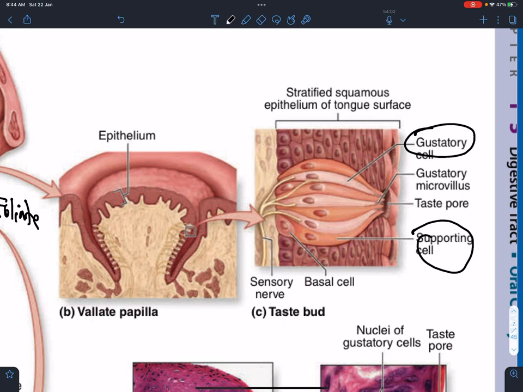And like I say, bud means empty sac. The last cell that makes it up is your basal cell. Okay, those are the cells that make up your taste buds, which again are located on all papillae except filiform papillae. All right, so that's something to keep in mind as well.